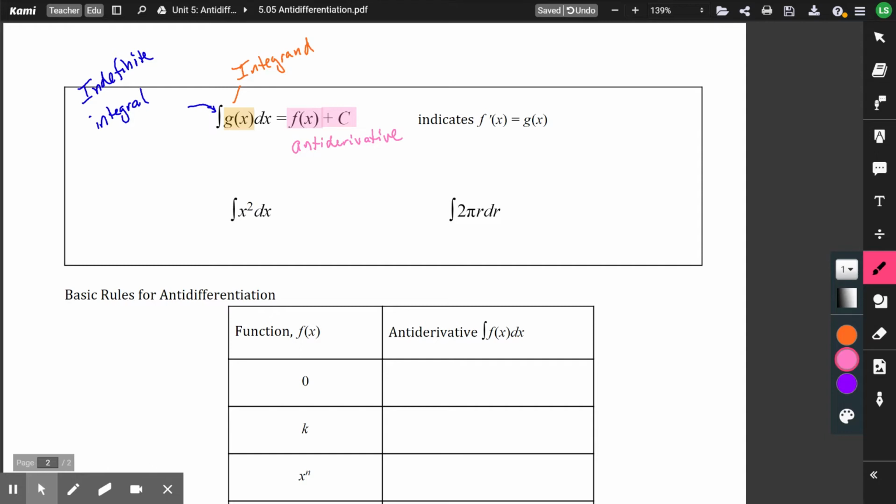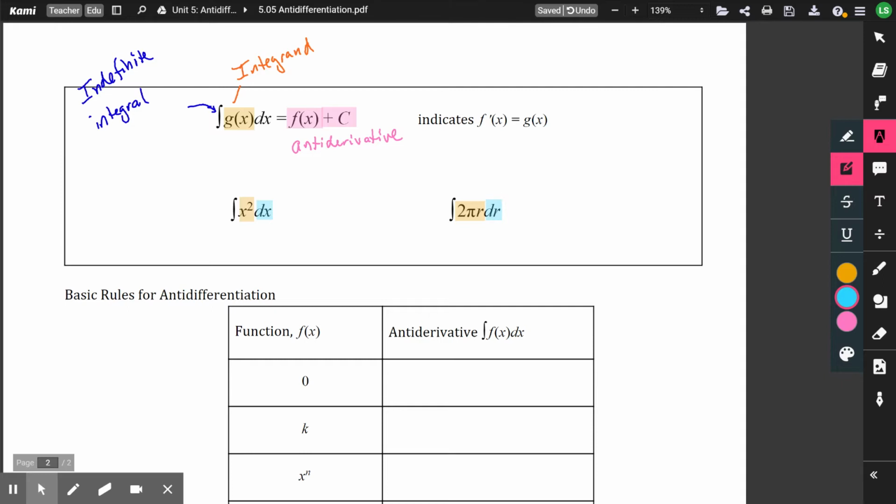So if we take a look at these other two examples that are underneath there, these are examples that are telling you, find this antiderivative. I'm giving you the derivative. I want you to go backwards and try to figure out what function it might come from. So in here, if we highlight just what the integrand is, here the integrand is an x squared. Over here, the integrand is a 2 pi r. Now, something that you want to take a look at is what that variable is on the very end. So here I have dx on the end, and in the other example, I have dr on the end.